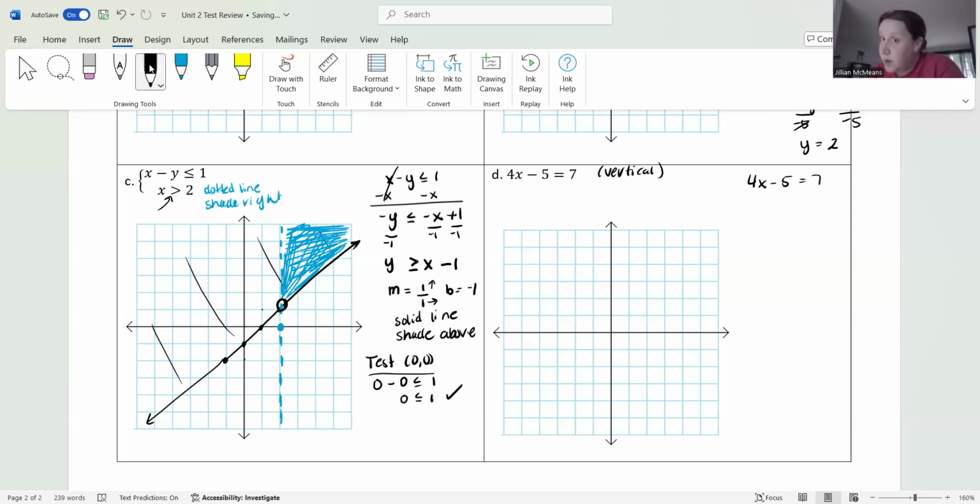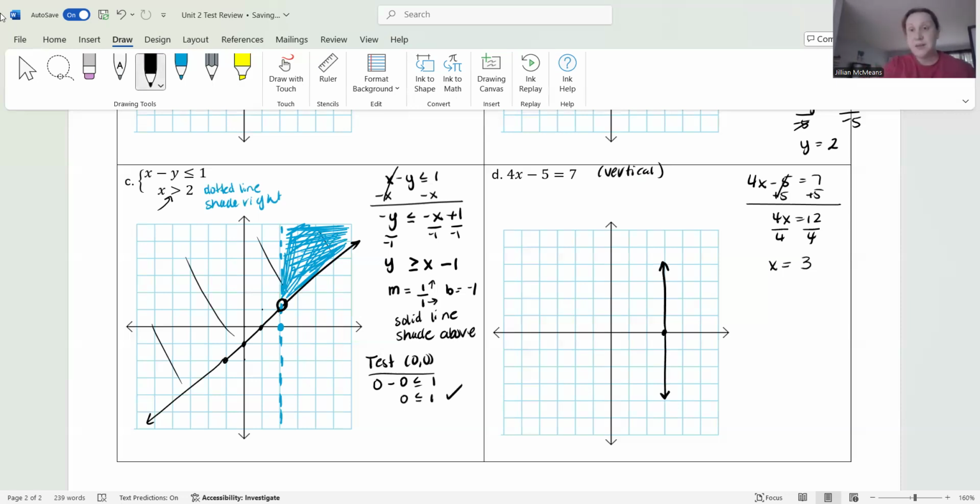Let's go ahead and get the 4x alone to start. So we need to move the minus 5. We do that with addition. Negative 5 plus 5 just becomes 0. So I'm left with 4x equals 12. And then we need to undo the multiplication of 4 and x. So I divide both sides by 4. And this tells me x is 3. So this is a vertical line that goes through positive 3 on the x-axis. So this line would look like this.